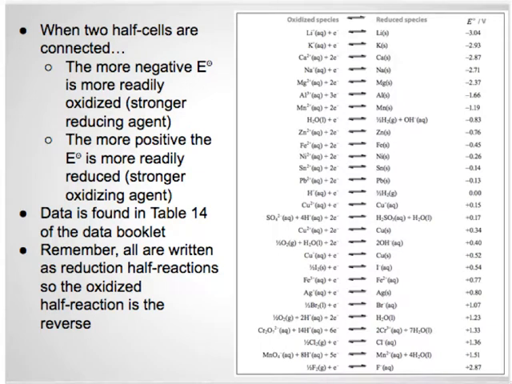Picking up at looking at two half cells. When you connect two half cells, the important thing to remember is the more positive the E or potential, the more spontaneous it is as it's written. Same thing with thermodynamics: if you flip the equation, then you change the sign on the potential.